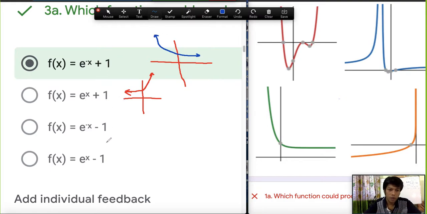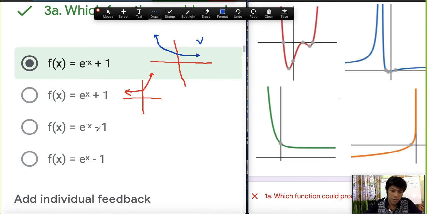And why are these not correct? First of all, I think you now know why this is not correct, because the shape is different. The shape is coming in the opposite direction. There is some reflection here. So this one is matching. The first one is matching here. So that's why this one is not correct.